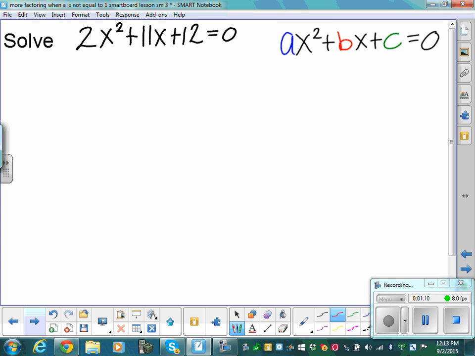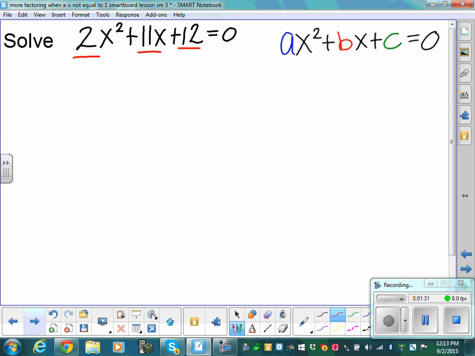Okay, we're going to work on factoring some more today, so let's go through and factor this. So first things first, we always look to see, do we have something in common that we can pull out from the beginning? And if not, we'll move on. So looking at this, 2x squared plus 11x plus 12. There's nothing in all 3 terms that we have in common, so we can't pull anything out.